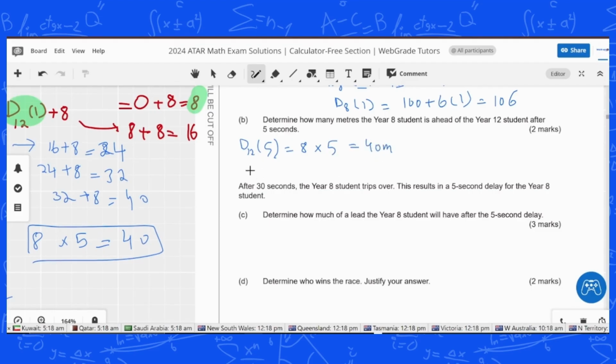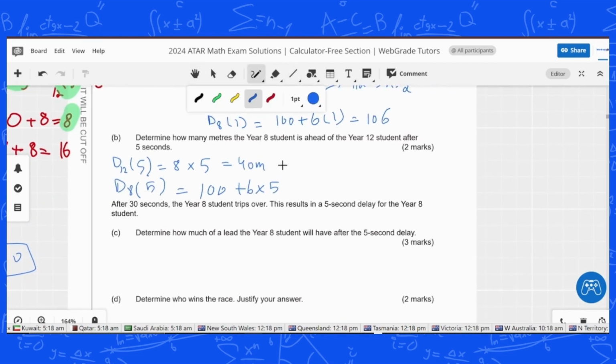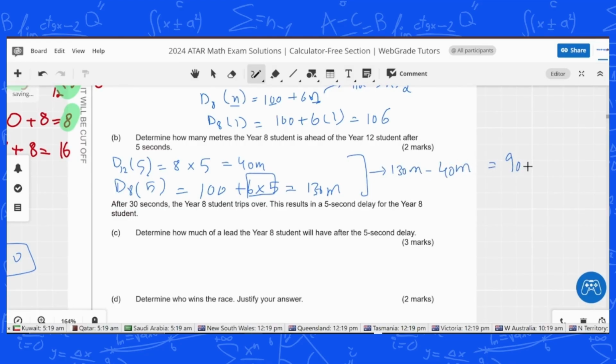And the same for the year 8 student, after 5 seconds, that is 100 plus 6 times 5. We are just replacing n in the D8 series for the year 8. So that will be equal to 6 times 5, 30, 30 plus 100, 130 meters. Now we find the difference between these two values. That will be 130 meters take away 40 meters, which is equal to 90 meters. So after 5 seconds, the year 8 student is 90 meters ahead of the year 12 student.